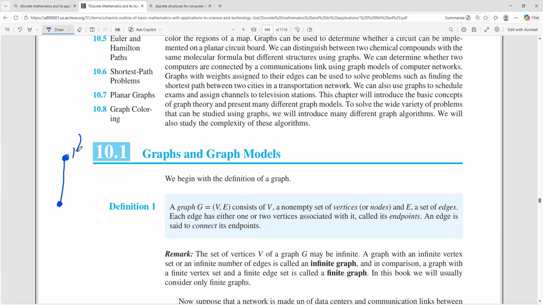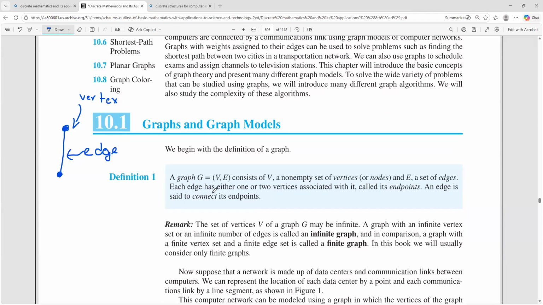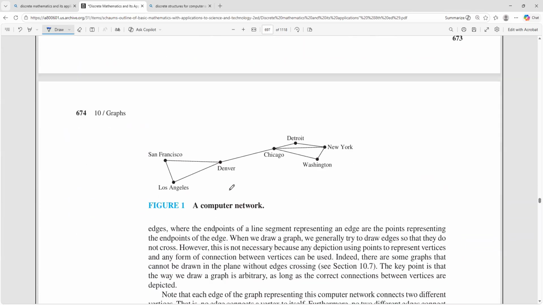right? So this is an example of a vertex, and here's an example of an edge. Pretty basic, right? And here's an example of a graph.